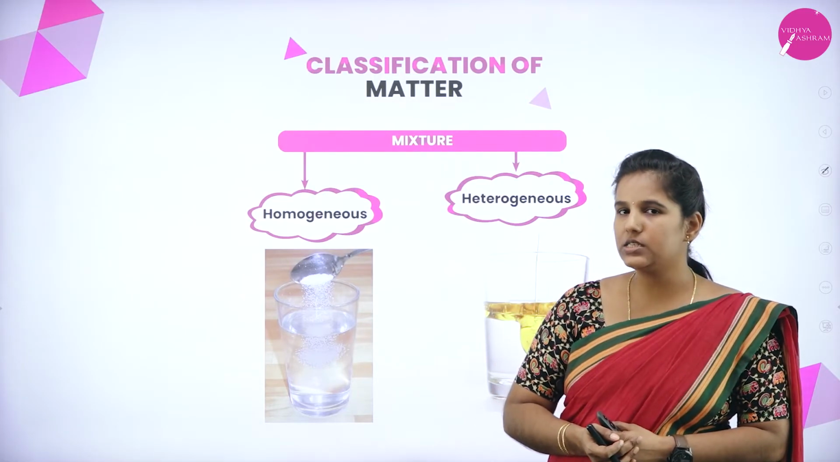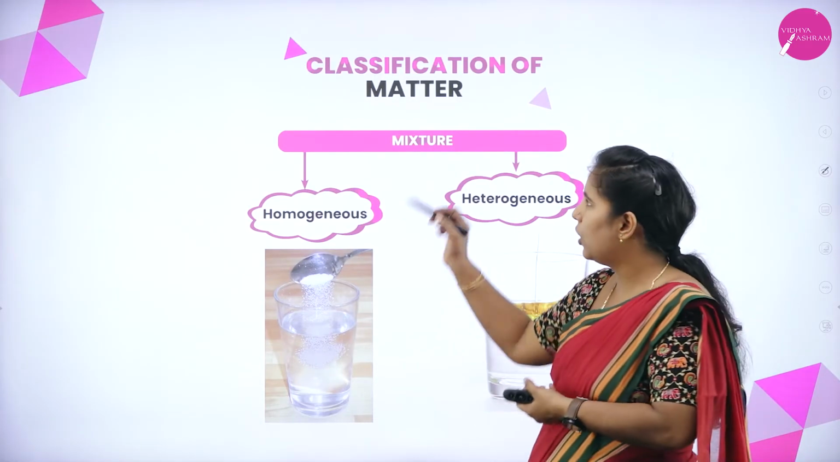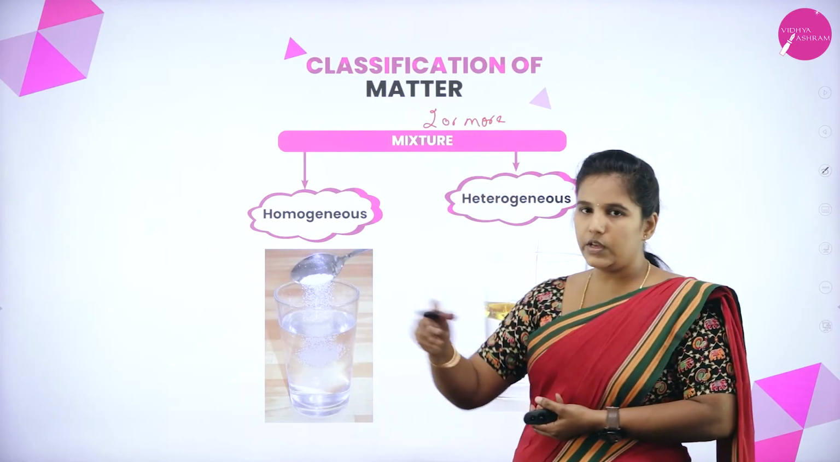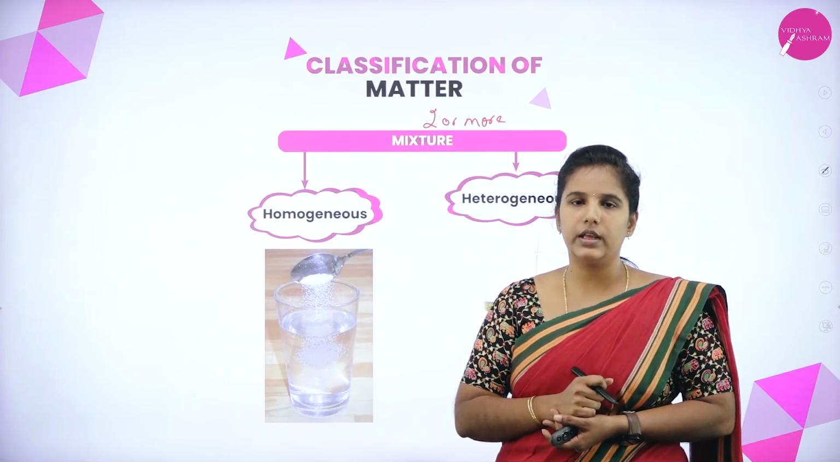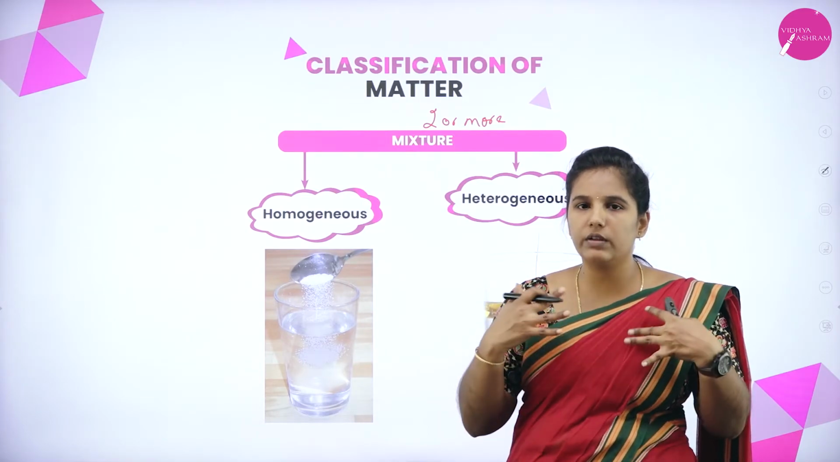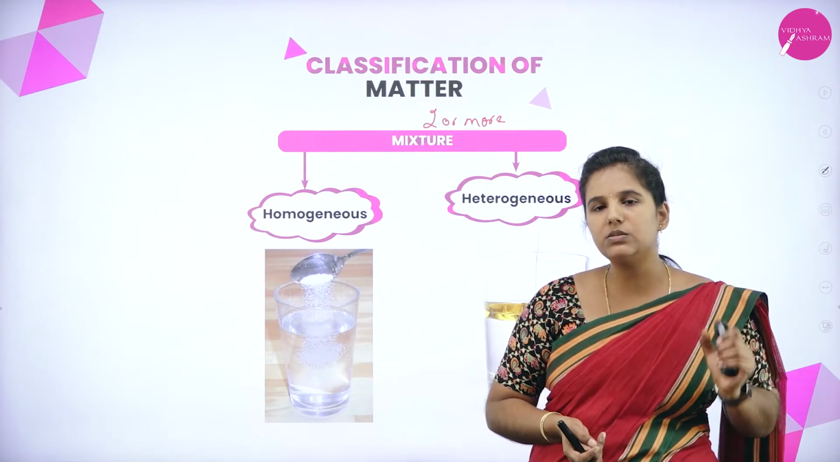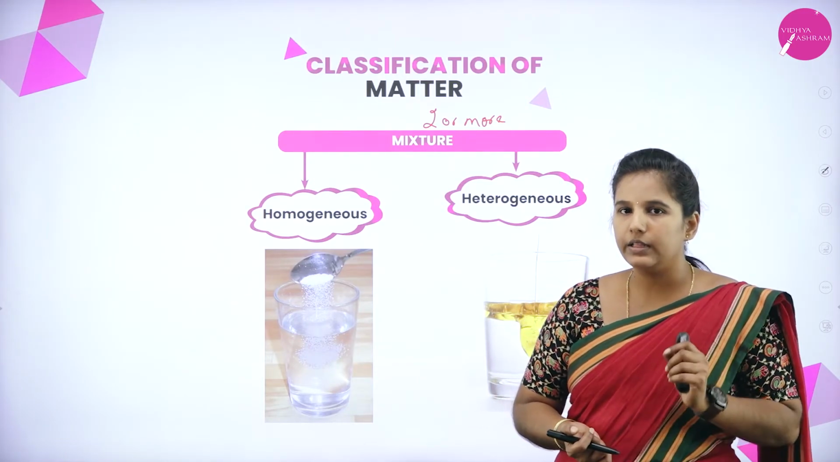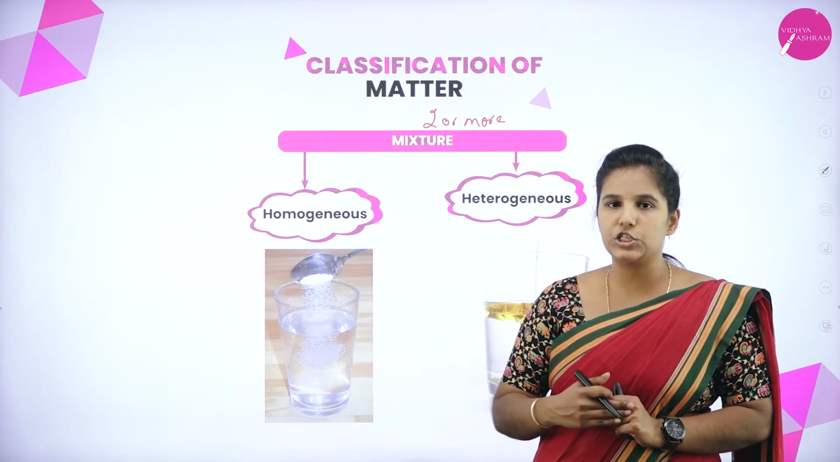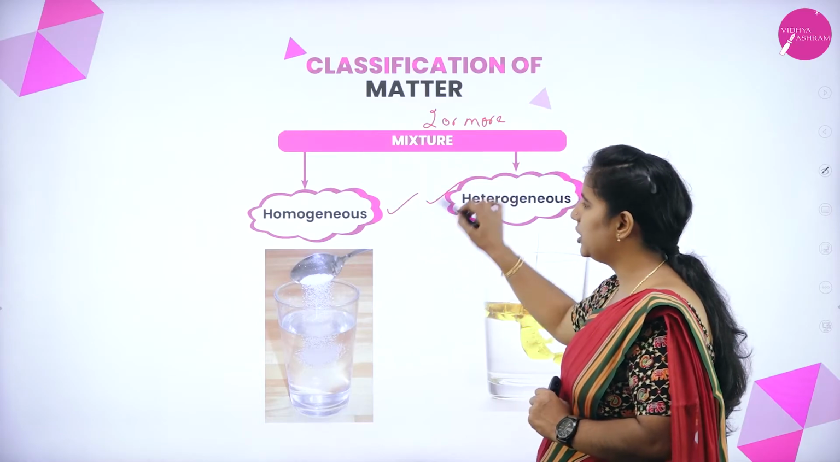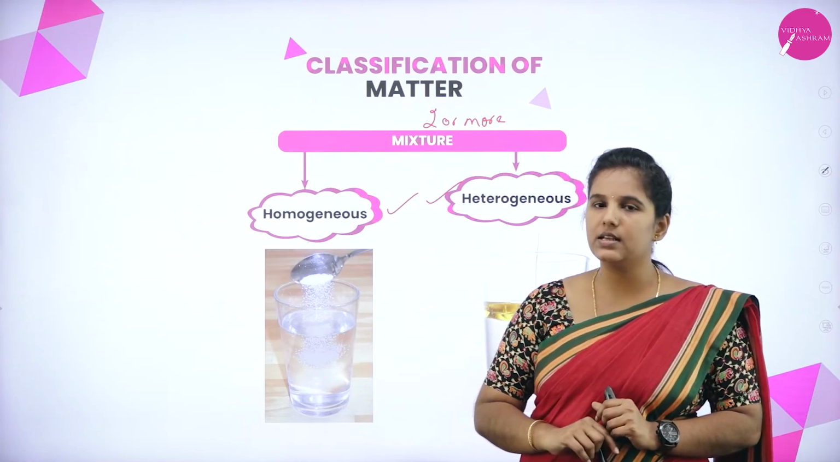Usually, mixtures are formed by the combination of two or more different substances. There is no fixed composition here. So, you can mix whatever you want, then we can say it is a mixture, right? Again, these mixtures are of two types. The first one is the homogeneous mixture and the second one is the heterogeneous mixture. Homogeneous and heterogeneous mixture.